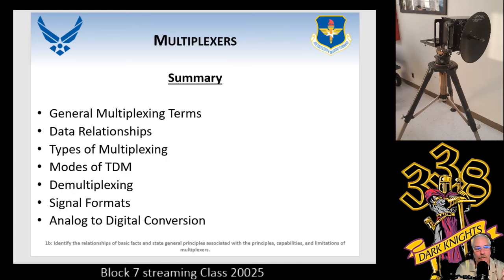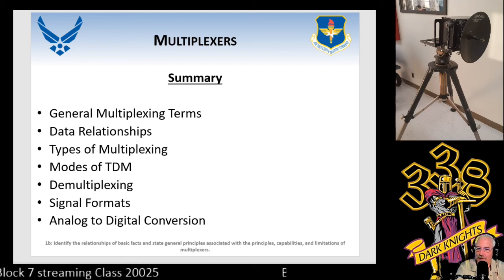We've gone over general multiplexing terms, data relationships, types of multiplexing, modes of TDM, demultiplexing, signaling formats, and last but not least, the beautiful and wonderful PCM. Questions?